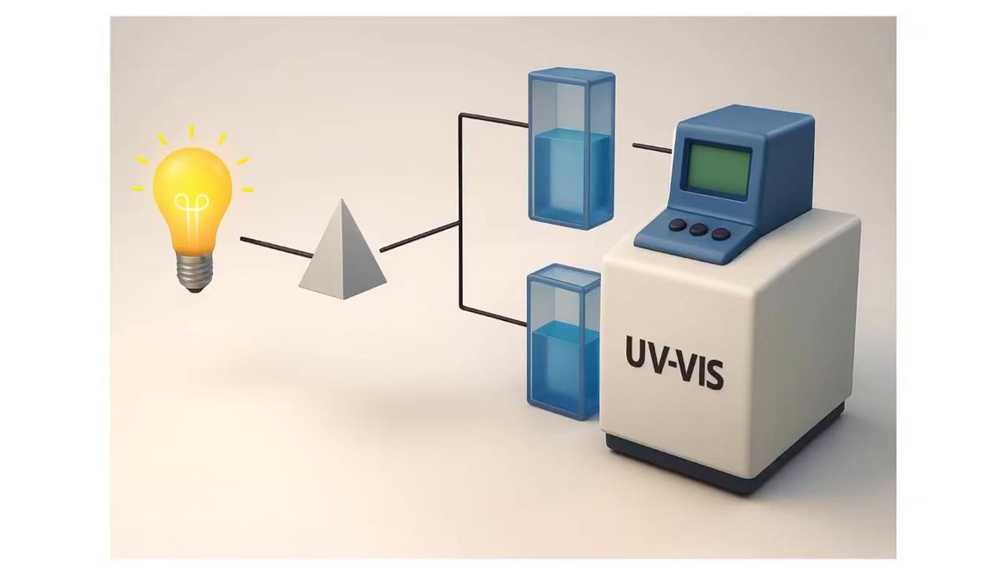Have you ever wondered what happens inside a molecule when light interacts with it? In today's video, we're diving into the fascinating world of UV visible spectroscopy, a technique that reveals how molecules absorb light and transition between different electronic states.